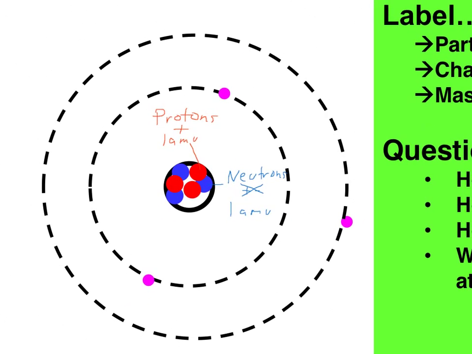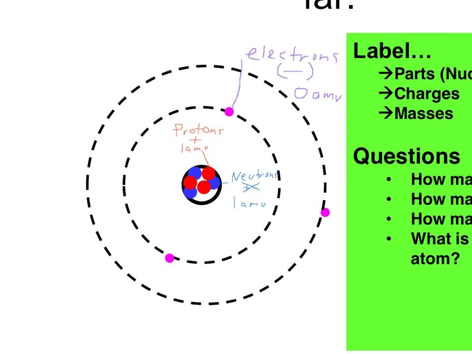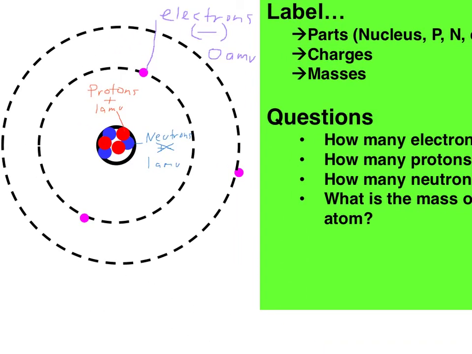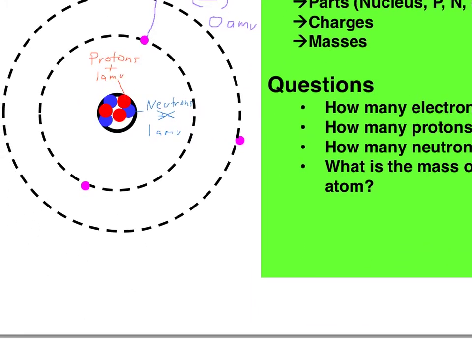Zoom back out here. The electrons right here on the outside, these are the electrons. They basically don't have a mass, but first let me write their charge. They have a negative charge, and they basically don't have a mass, 0 AMU. Okay. Now, if I asked you, what's the mass of this entire atom, which is sort of the question I had.